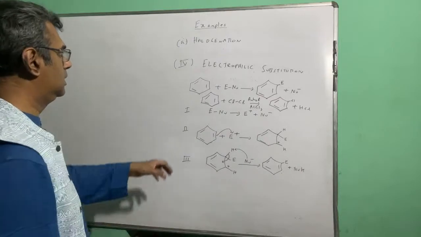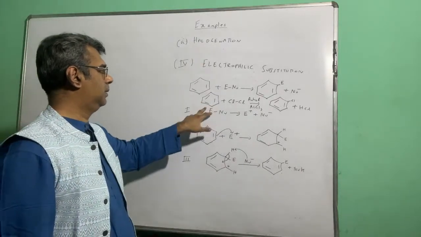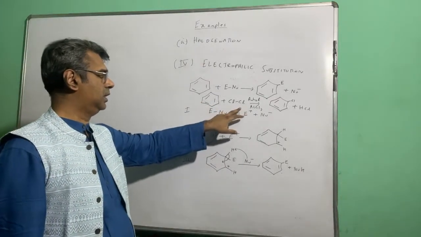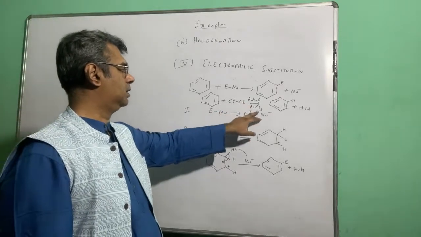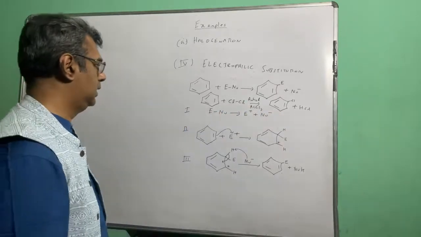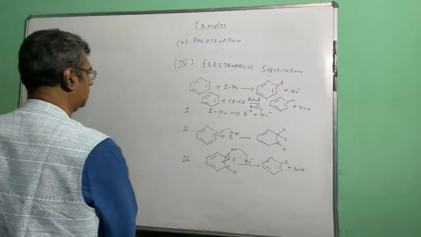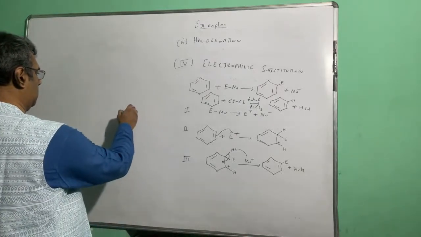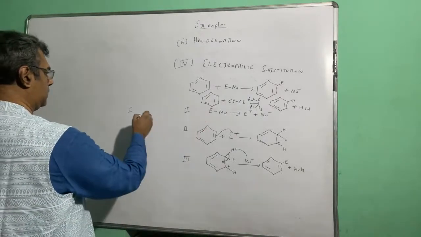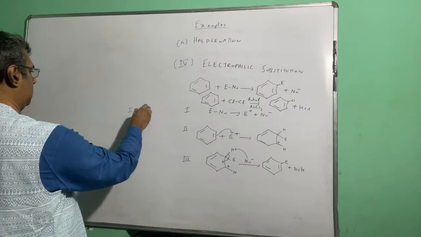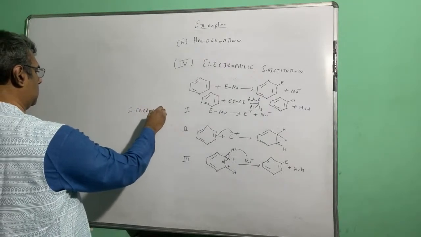So this is halogenation. This is the example: benzene plus chlorine Cl2, catalyst anhydrous AlCl3, giving chlorobenzene plus HCl. Now what are the mechanism steps? So the first step, what is happening?